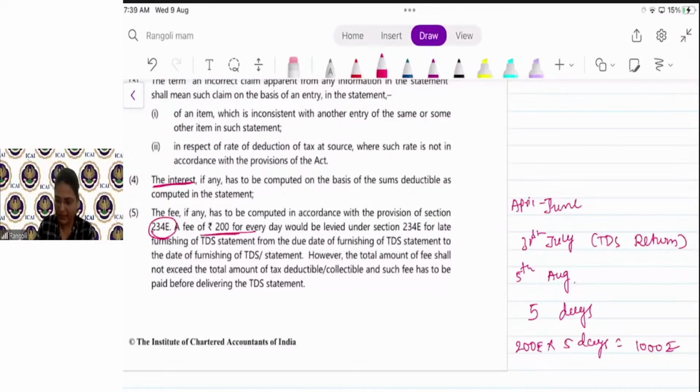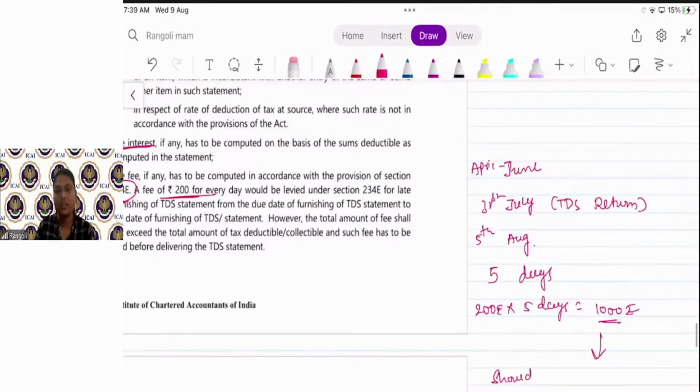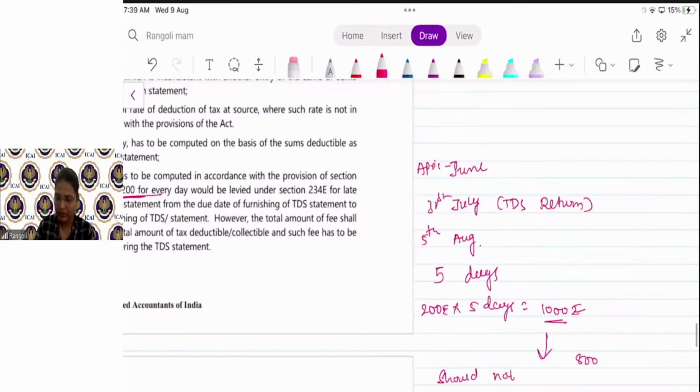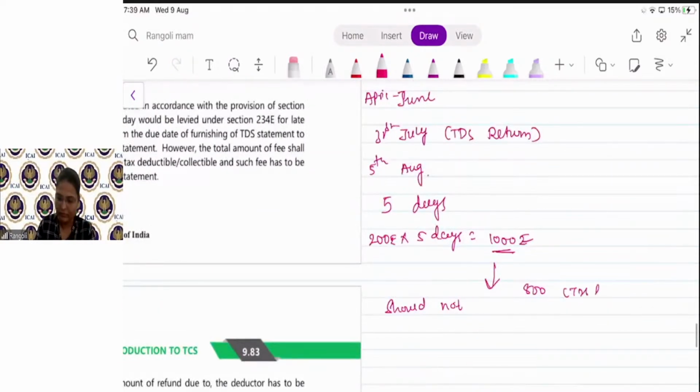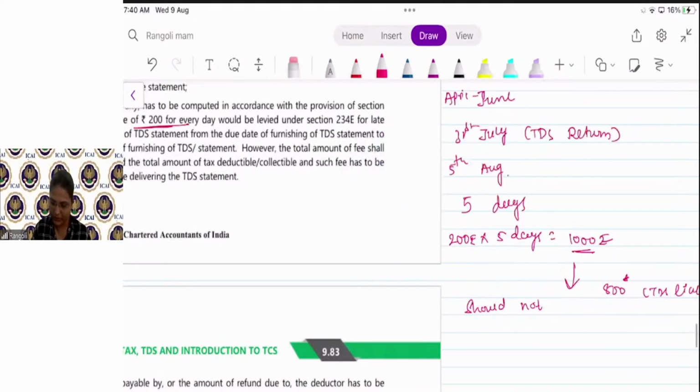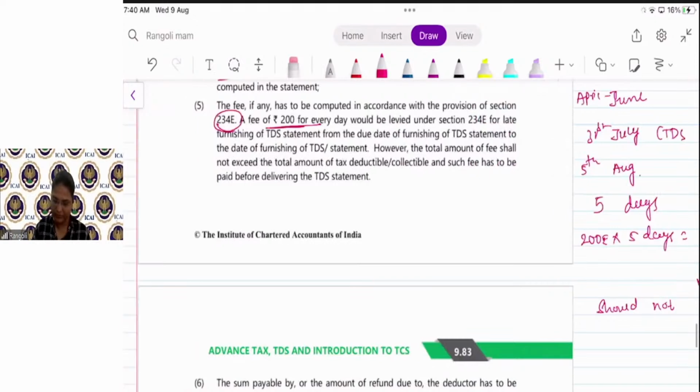However, this late filing fees should not be more than your TDS amount. If my TDS liability is 800, then late filing fees should be restricted to 800. So late filing fees should not be more than the amount of tax deducted. Clear, everyone? Yes or no?